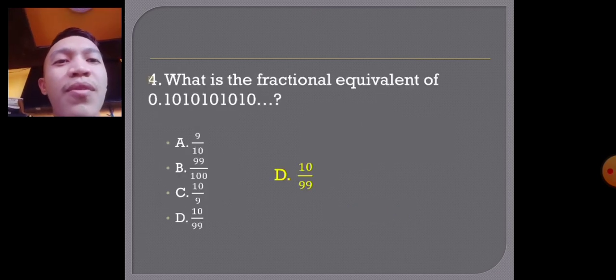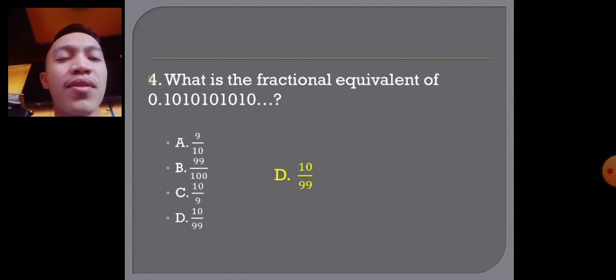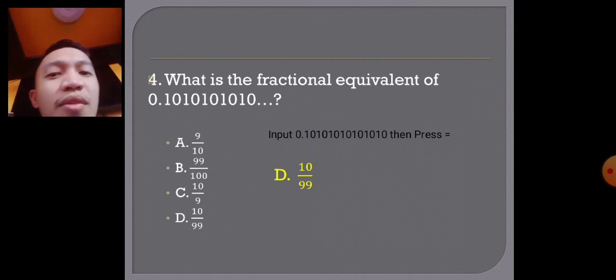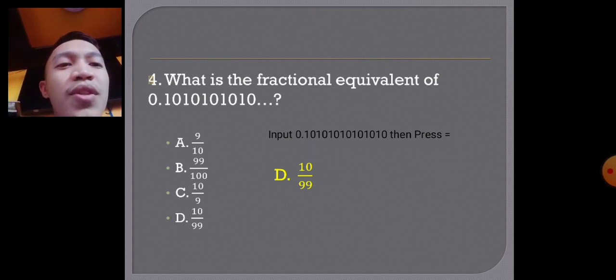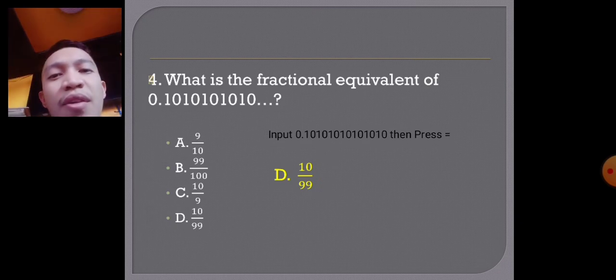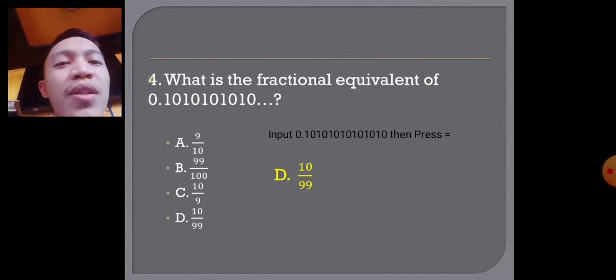For question number 4, again, what is the fractional equivalent of 0.101010 and so on and so forth? And again, we have a spoiler answer, which is D, 10 over 99. To do that, we input the given to the calculator, which is 0.10101010 and so on and so forth. Then we press the equal sign. Then we get 10 over 99. Or again, you simply input the choices to the calculator.